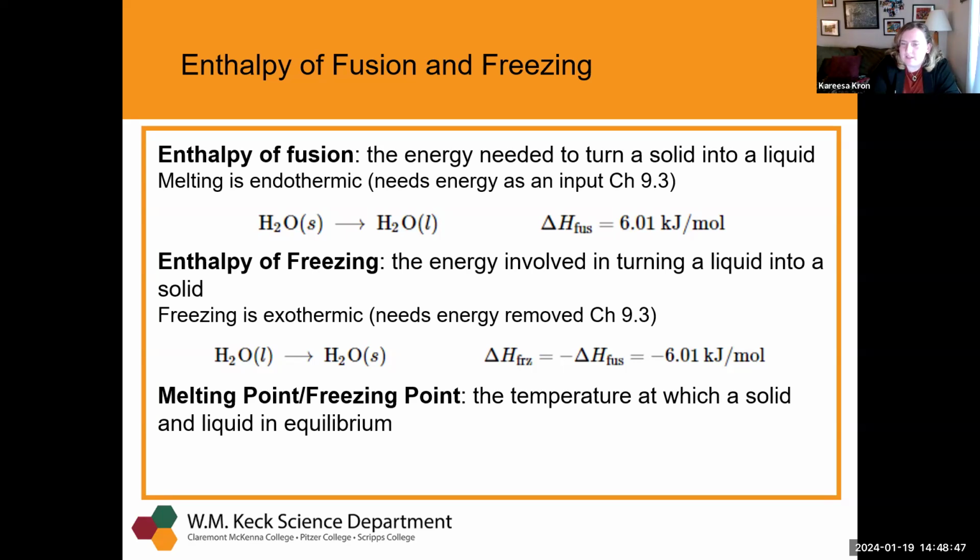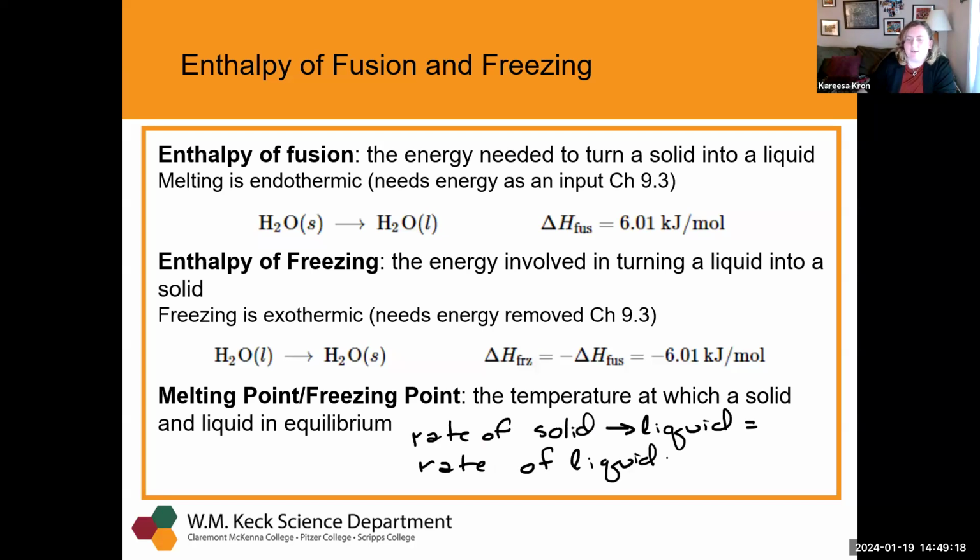And we have melting and freezing point here, which we don't have sort of the equivalent of vapor pressure in this system, but what we do have is that it's the temperature at which that solid and liquid are in equilibrium. So you have the rate of solid melting, of solid to liquid, has to be equal to the rate of liquid to solid. So this is another dynamic equilibrium that we have here. And where that equilibrium happens is the melting point or the freezing point.